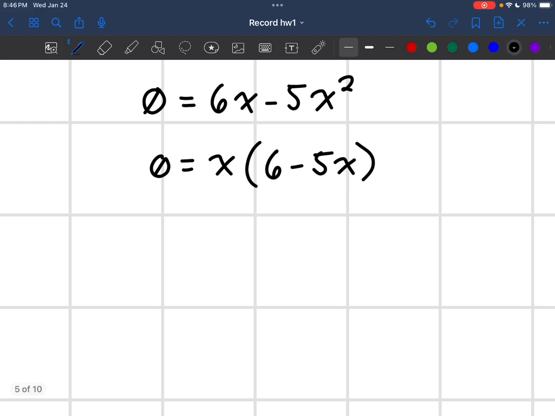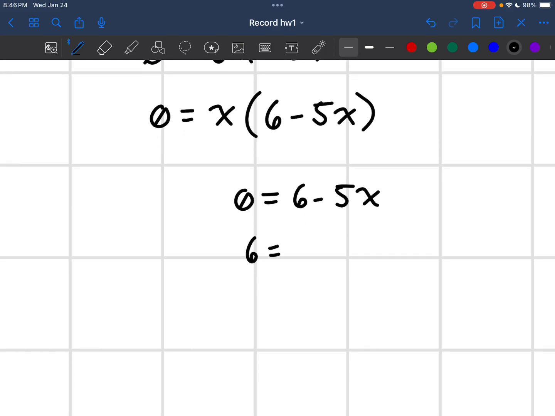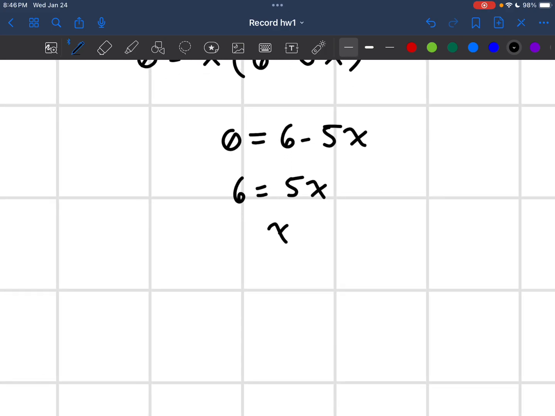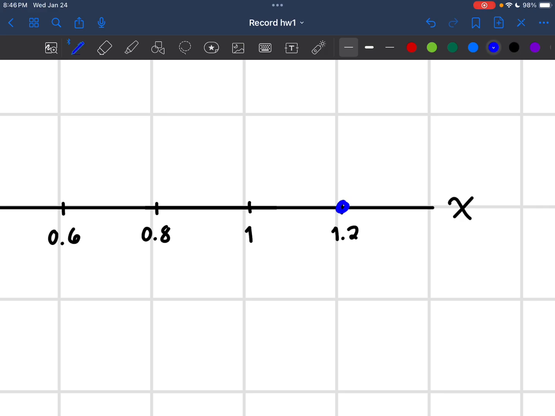Now I have to remember how to solve for this. So 0 equals 6 minus 5x. So 6 equals 5x. x equals 6 over 5. 6/5, that is 1.2. Right?